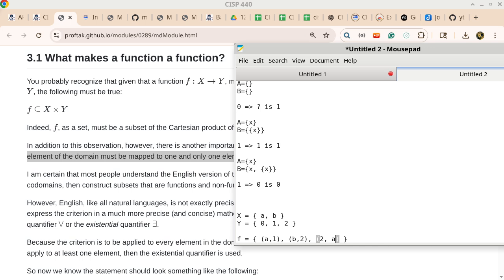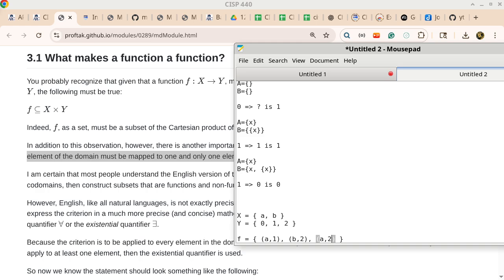Okay, so let's do that and see what happens. If we are to switch these two, f is still not a function. Why not? Because now we cannot say that element A, which is an element of the domain, maps to one and only one element in the codomain, because in this case, it maps to 1, it also maps to 2. So this particular f is also not a function, considering x is {a, b} and y is {0, 1, 2}.